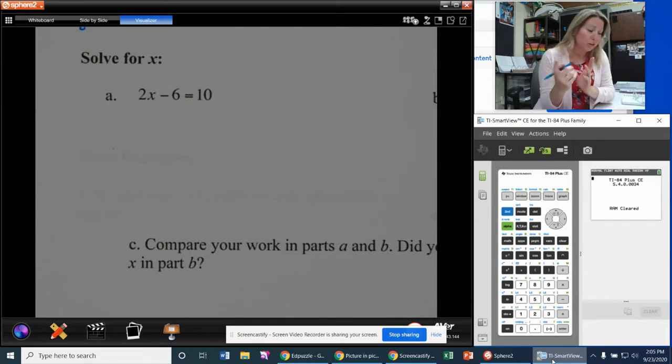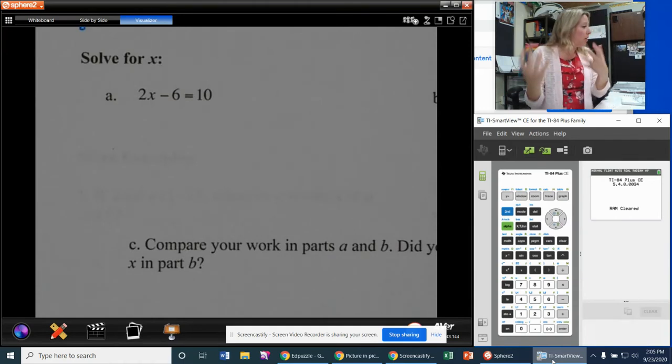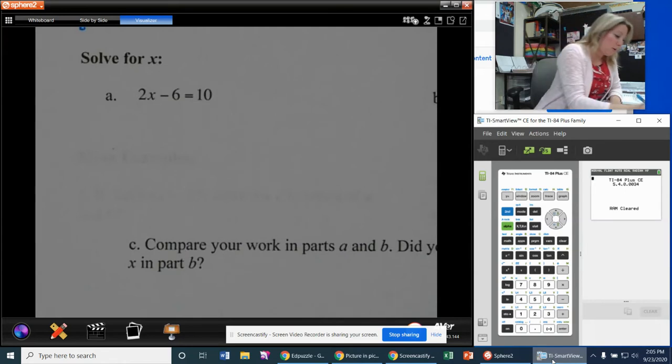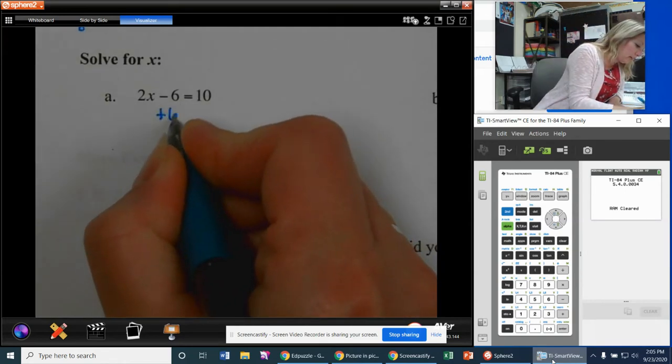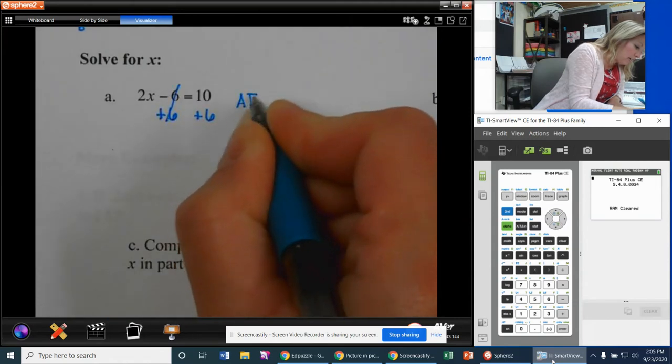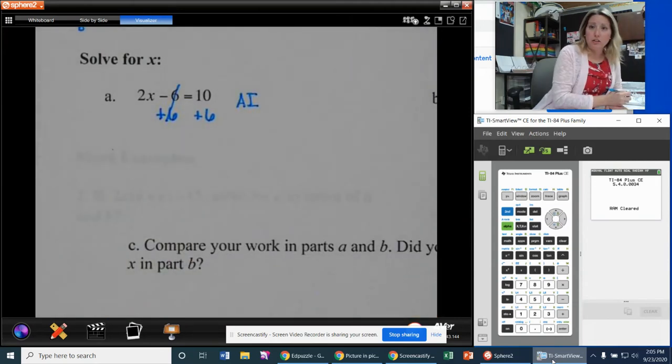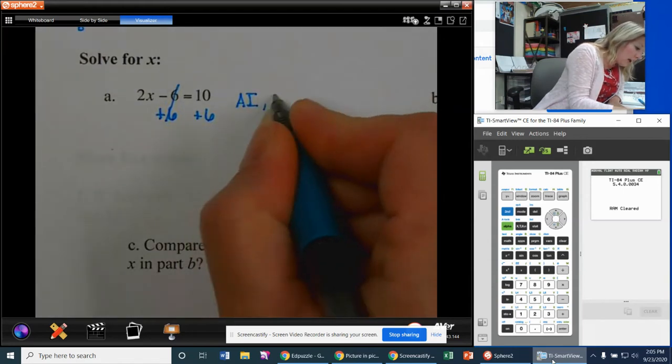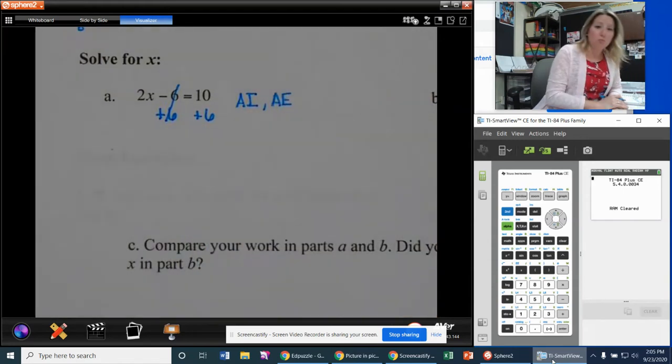Okay. First things first. What do you want to do to get 2x alone? And someone in here would say, oh, I want to add 6 to both sides of the equal sign. Done. Let me do it. I'm going to add 6 to both sides of the equal sign. Cool. That's the additive inverse. The additive inverse of -6 is +6. And adding it to both sides of the equal sign is the addition property of equality. So I'm doing it right now.